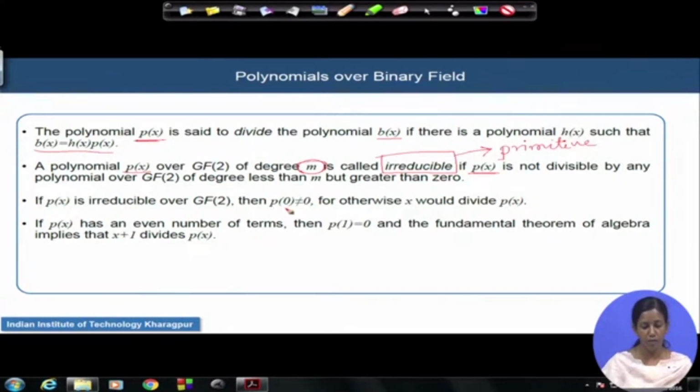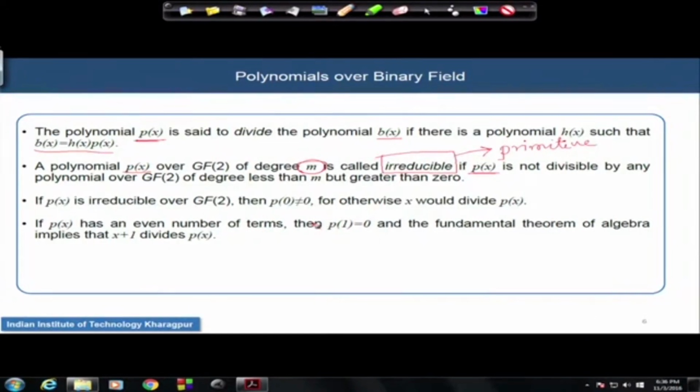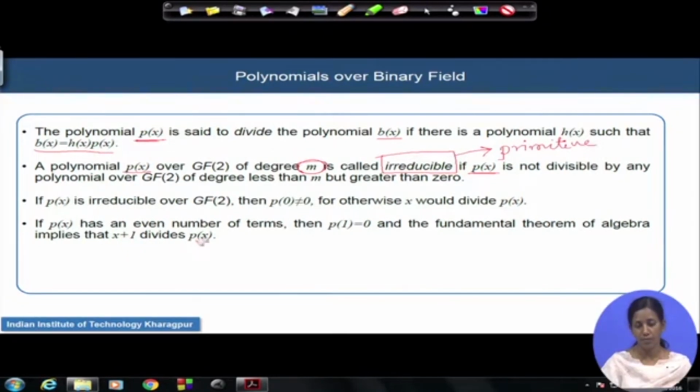If it is irreducible over Galois field 2, then it is obvious that P 0 is not equal to 0, otherwise x would have divided this P x, right. So, for example, if P x has an even number of terms, then P 1 is equal to 0. By the fundamental theorem of algebra, x plus 1 should divide P x. So, it is not x, it is x plus 1 that should divide P x.